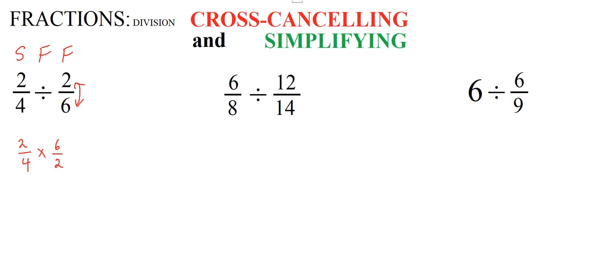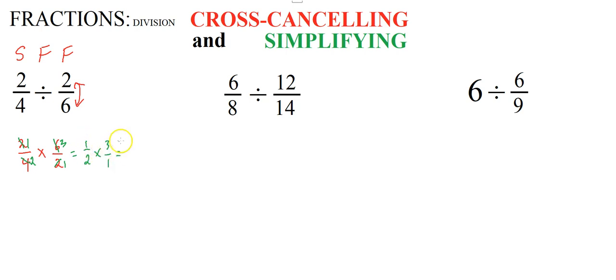Now I can look for my easy wins in terms of either cross-cancelling or simplifying. I'm going to do both methods. The first one I'm going to do is simplifying. I can see that with 2/4, I can divide both the numerator and the denominator by 2. 2 divided by 2 is 1, 4 divided by 2 is 2, so this becomes a half. I can do the same for 6/2: dividing both numbers by 2, this becomes a 3, and this becomes a 1. So my new equation looks like this, a half times 3/1.